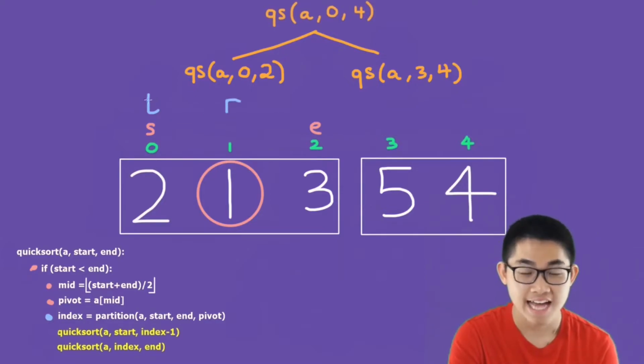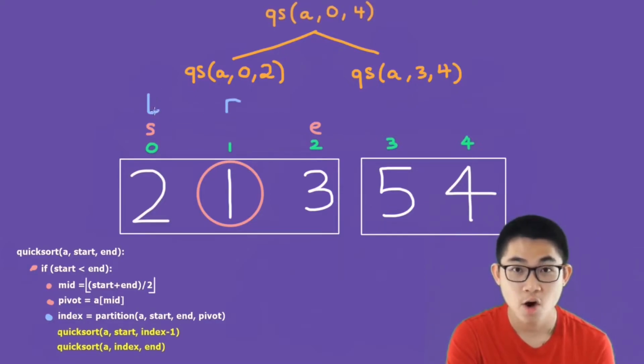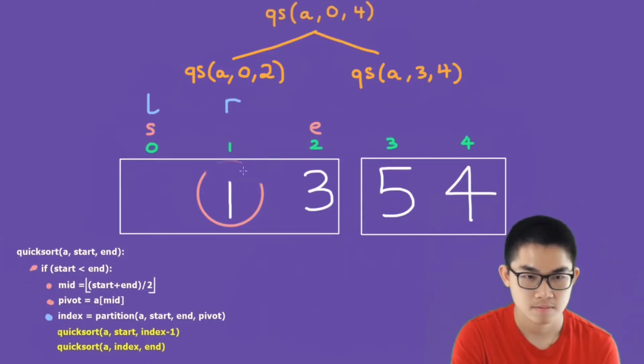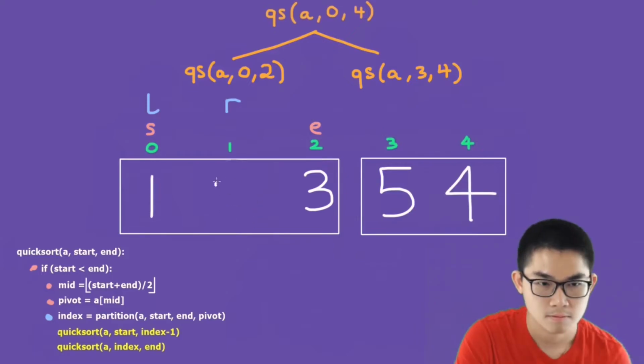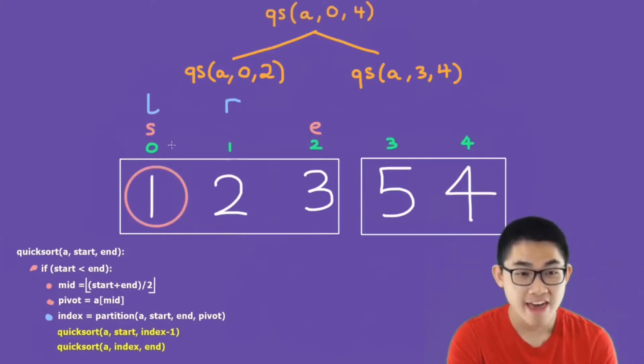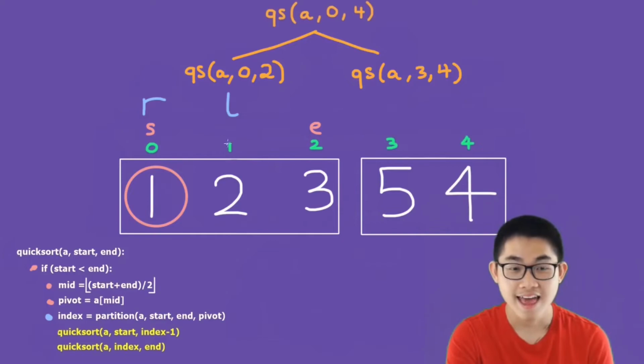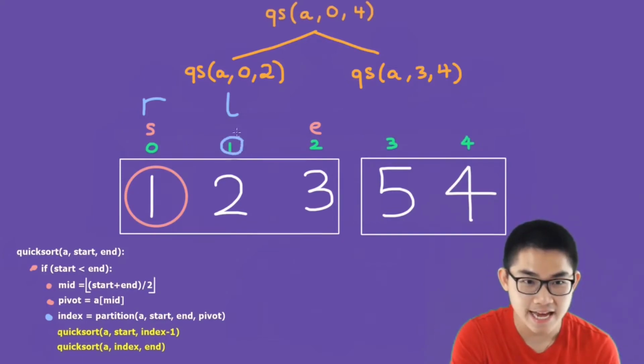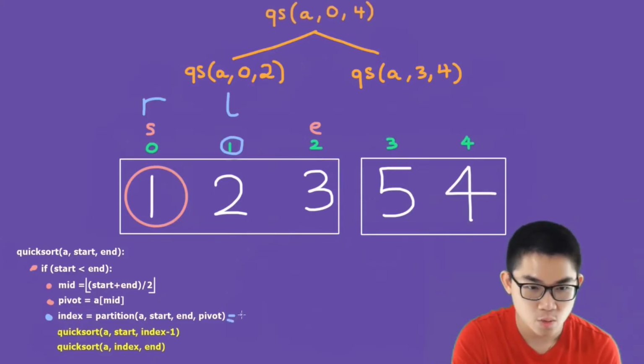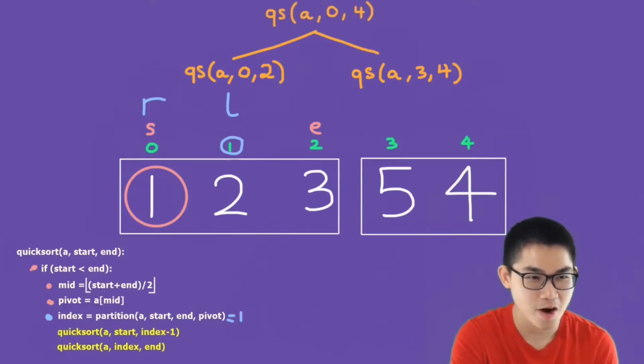And we check, has L crossed R? No, they haven't, so we swap 2 and 1. And we move L up and then R down. L and R has crossed each other, so we're going to save the index at L into this variable here. So the index here would be equal to 1. And then we say, okay, thank you, R and L. You guys can now go home.